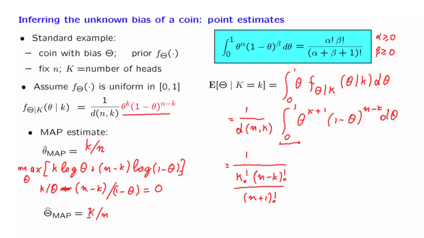And how about this integral? Well, this integral is also of the form that we have up here, but now we have alpha equal to k plus 1, beta is n minus k, and in the denominator we have the sum of the indices plus 1. So when we add these indices, we get n plus 1, and then we get another factor of 1, which gives us an n plus 2.